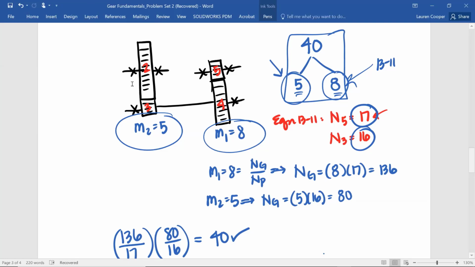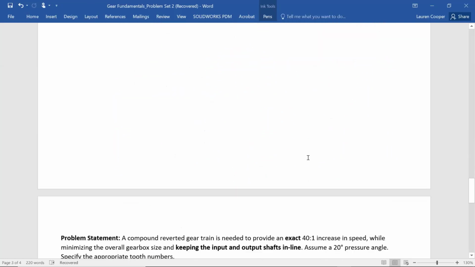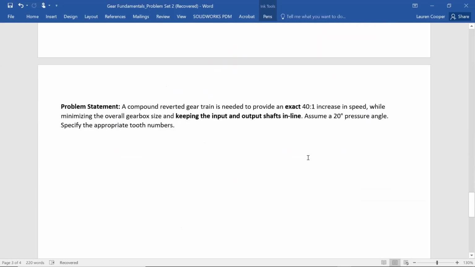So that's going to take a little practice, but your homework is going to step you through that. And then here is as complex as we're going to get. This is kind of interesting. So now we have to provide this exact 40-to-1 increase in speed while minimizing the overall gearbox size and keeping the input and output shafts in line.